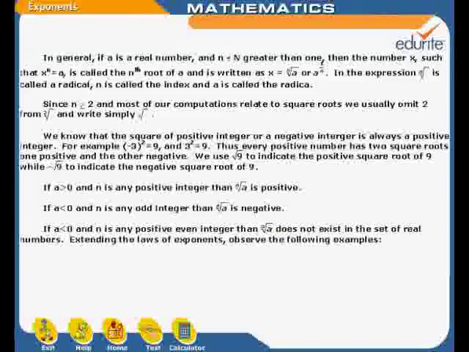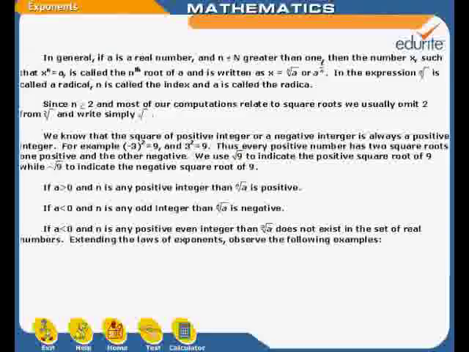If a is a real number and n belongs to capital N, also greater than 1, then the number x such that x raised to the power n is equal to a is called the nth root of a and is written as x is equal to n radical a or a raised to the power 1 upon n.